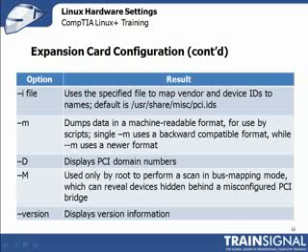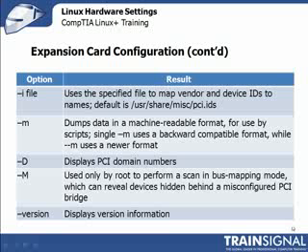Capital -D displays the PCI domain numbers. Capital -M is used by root to perform a scan in bus mapping mode. This can reveal devices hidden behind a misconfigured bridge, for example. And finally, we have the --version option. As you may have guessed, this displays version information.